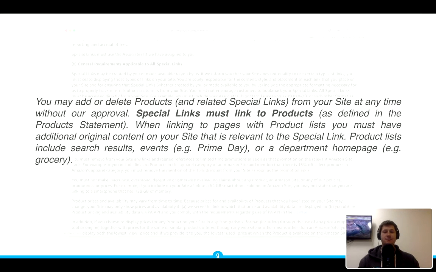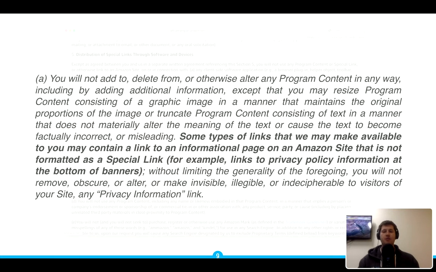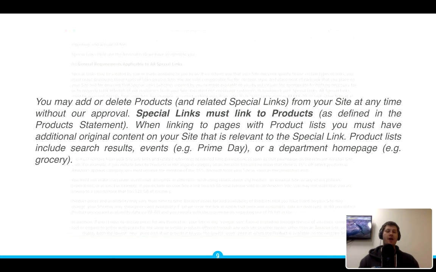They specifically say special links must link to products, as well as some types of links that we may make available to you may contain a link to an informational page on an Amazon site that is not formatted as a special link. And they give the example of privacy policy information. So it's really important that you are using the product links as an affiliate link. They also briefly mentioned search results in this little blurb.